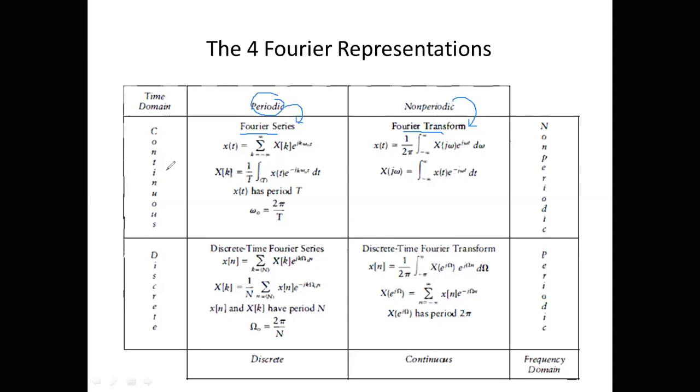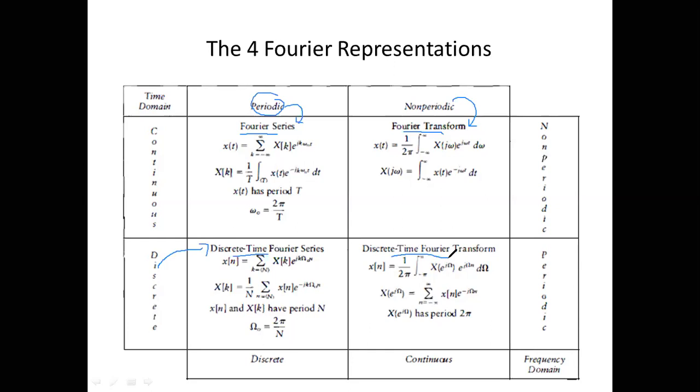Continuous signals will have continuous time Fourier series. Discrete time signals will have discrete time Fourier. If it is a discrete time periodic signal, it will have discrete time Fourier series. Discrete time aperiodic will have discrete time Fourier transform. So there are 4 types: Fourier series for periodic signals, Fourier transforms for aperiodic signals.